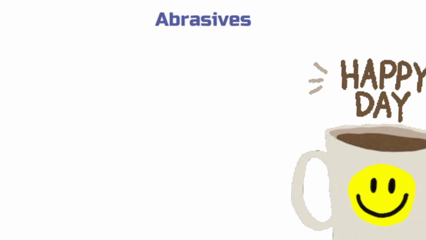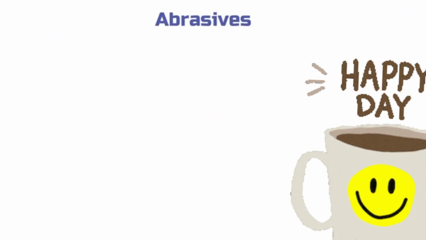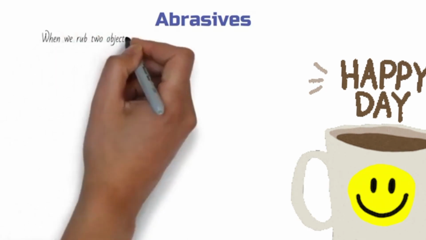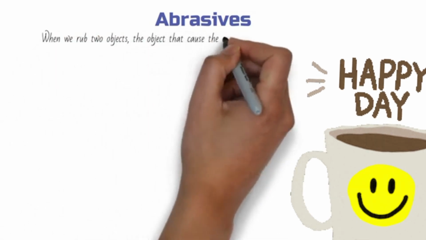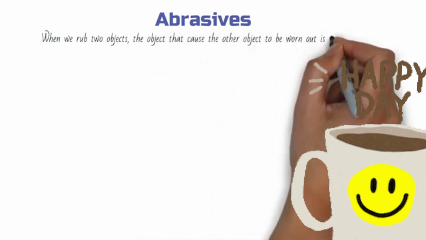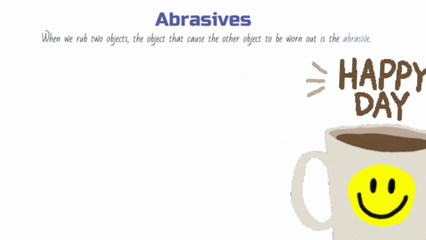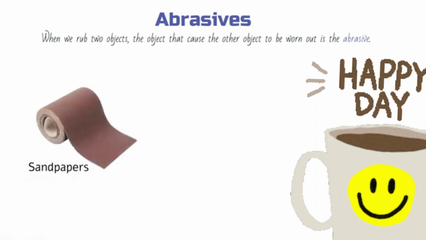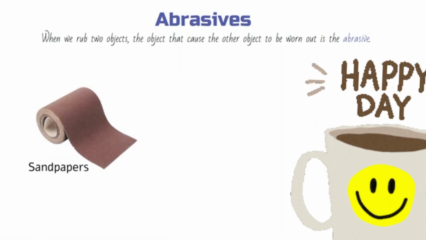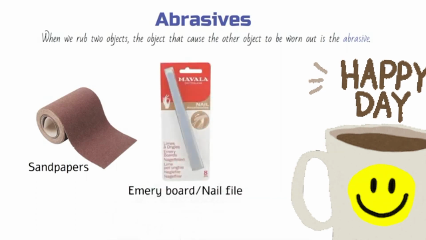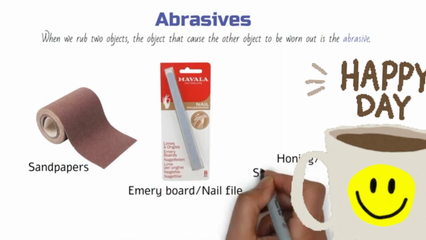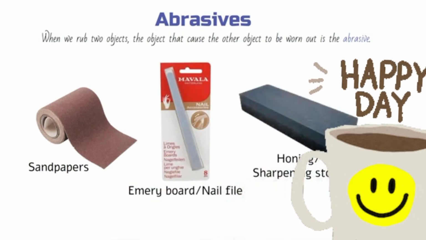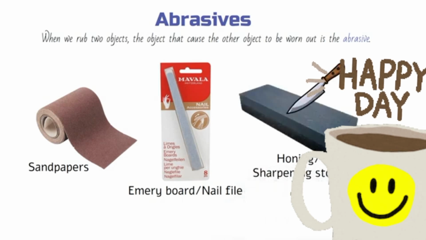Next we have abrasives. To understand it in simple words, when we rub two objects, the object that caused the other object to be worn out is the abrasive. For example, we use sandstone for creating nice smooth finish by removing imperfection, emery board or nail file to smooth your nails, honing or sharpening stone that we use to sharpen our knives in kitchen are some examples of abrasives.